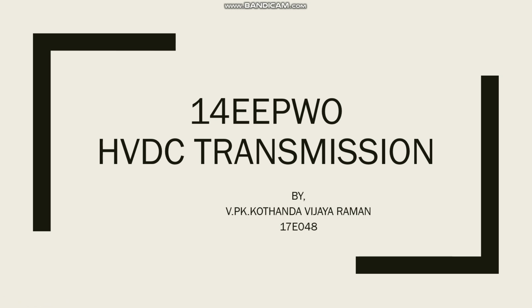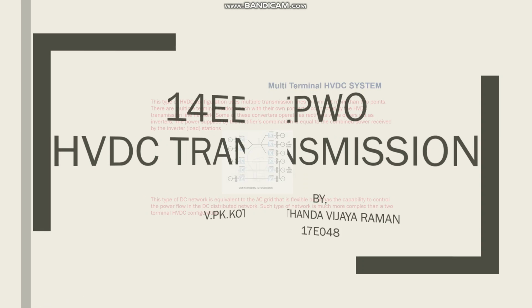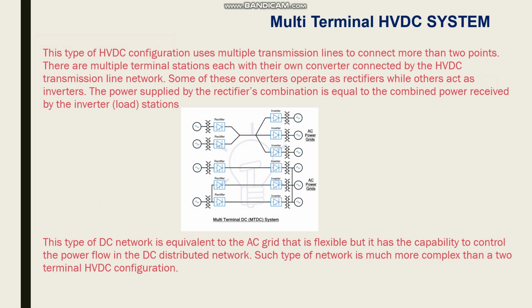I'm going to talk about multiple terminal HVDC system. This type of HVDC configuration uses multiple transmission lines to connect more than 2 points. These are multiple terminal stations with their own converter connected by the HVDC transmission line network. Some of these converters operate as a rectifier while others act as an inverter. The power supplied by the rectifiers combination is equal to the combined power received by the inverter stations.